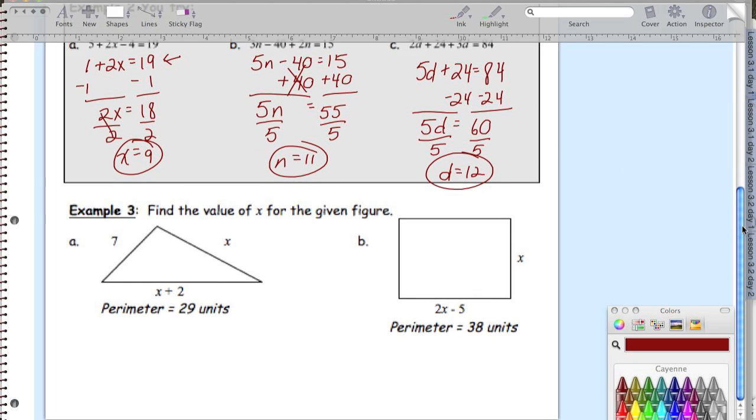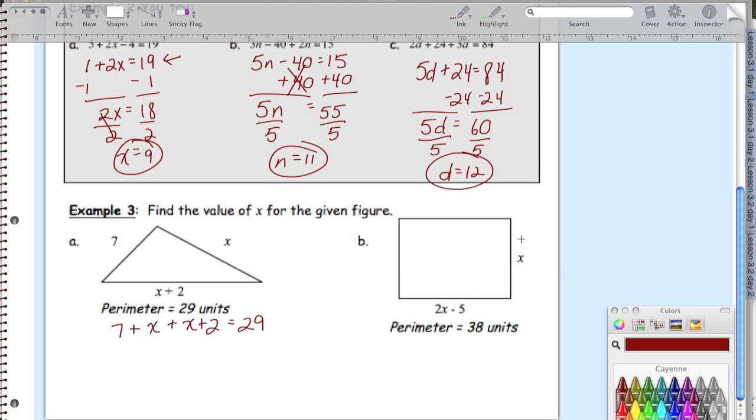All right, now to set up these last two, find the value of x for the given figure. They're telling me the perimeter is 29 units. Perimeter means you add up all the sides. So you would set it up by doing 7 plus x plus 2. I added this side plus this side plus this side, and then set it equal to 29. And then we could solve from there. I'm just going to set them up though.